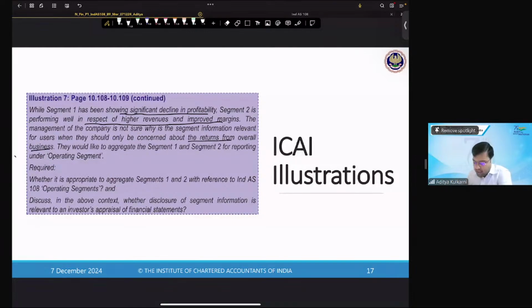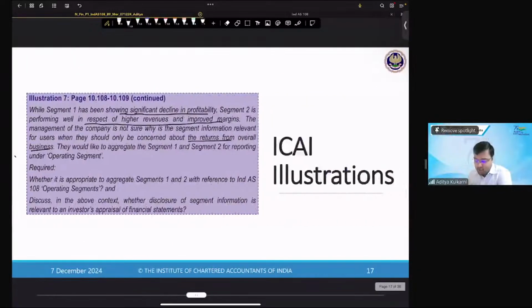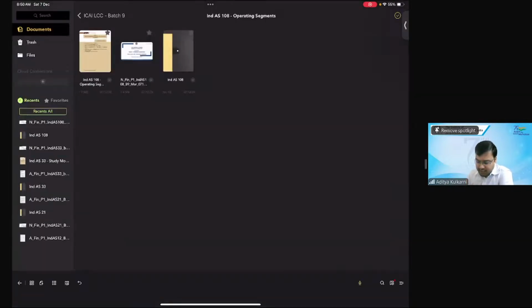They would like to aggregate segment 1 and segment 2. That means local and intercity route. They want to aggregate it for reporting under operating segments. The question is whether it is appropriate to aggregate segments 1 and 2 with reference to Ind AS 108 and discuss whether disclosure of segment information is relevant to an investor's appraisal of financial statements.